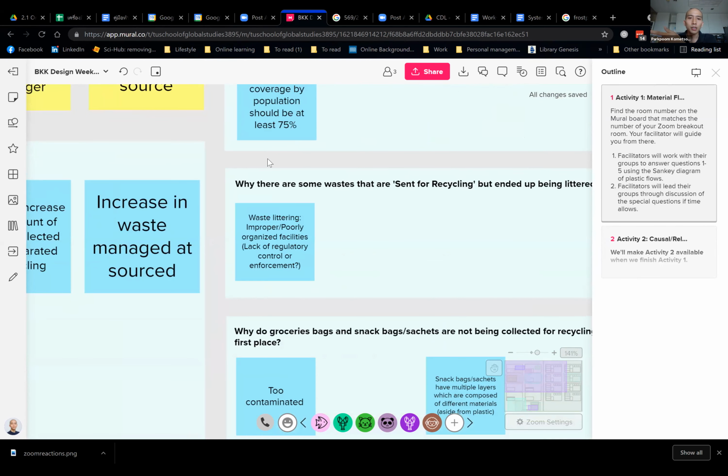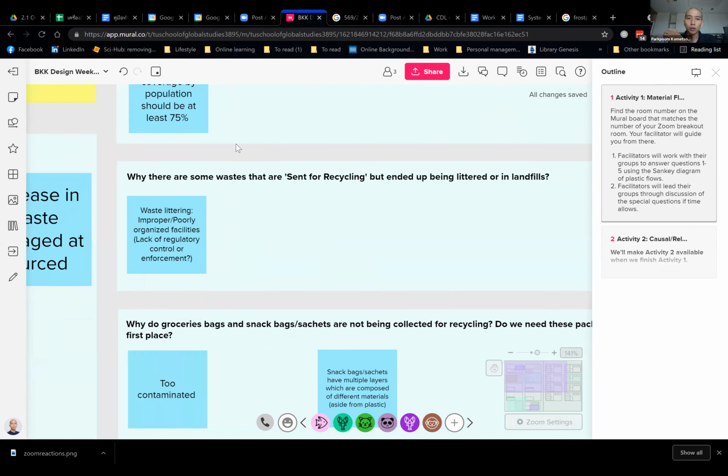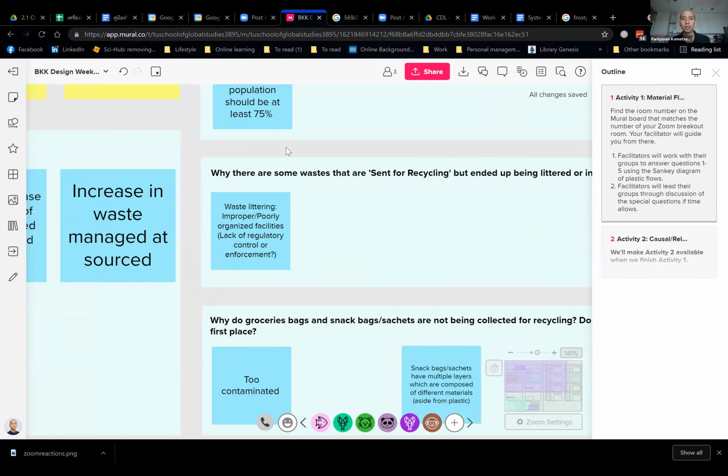The third one is there are some waste that are being sent for recycling but end up being landfilled and littered. Why? This is quite simple. Waste is still being littered in the recycling facility because some of these recycling facilities don't have a proper recycling standard for operations. So they don't treat things properly. So there's a leakage of waste into the natural environment.